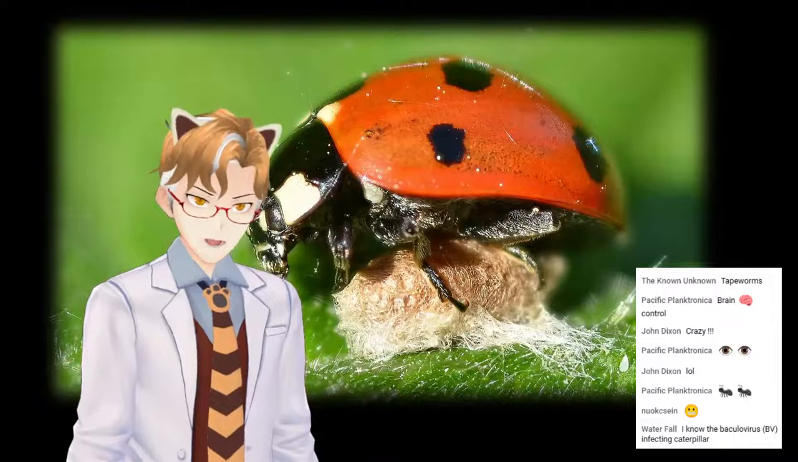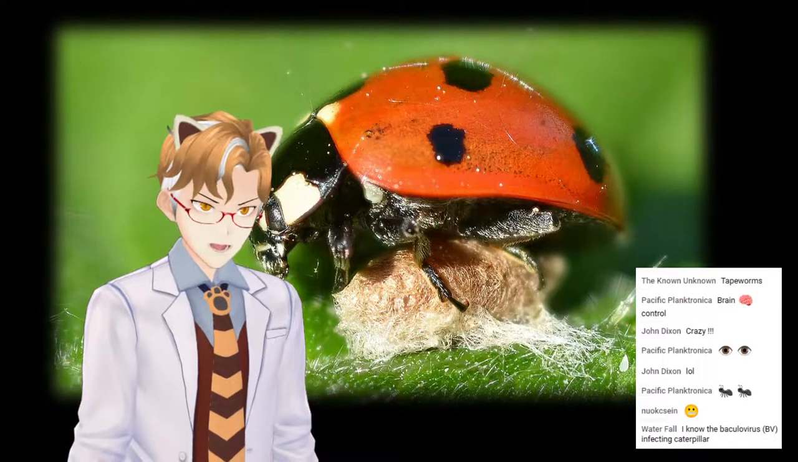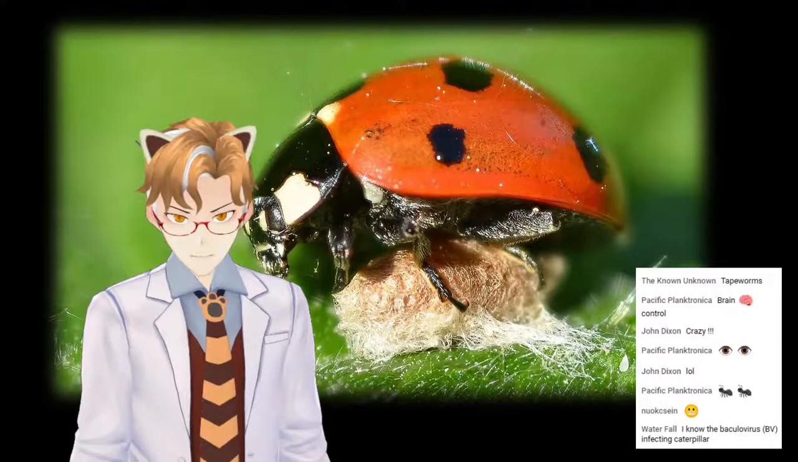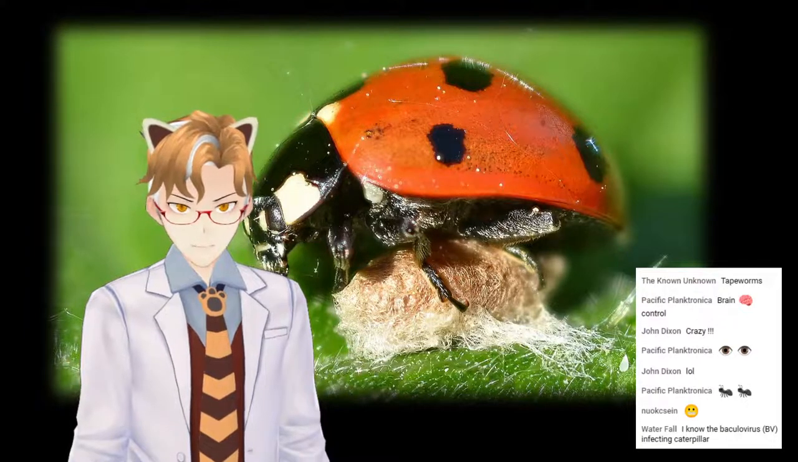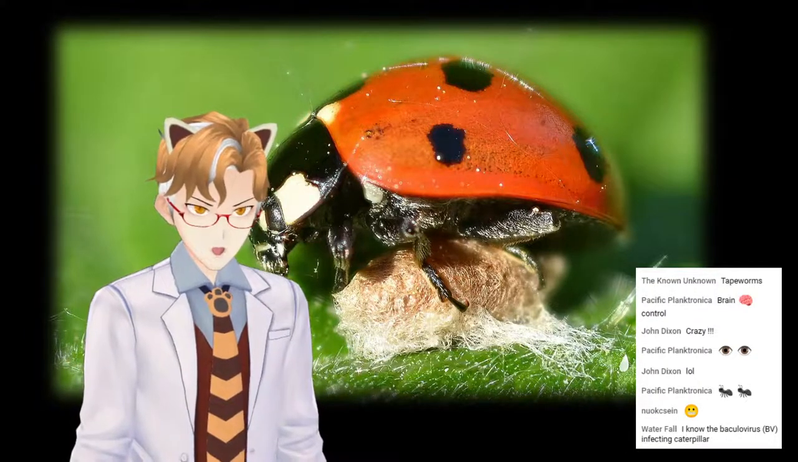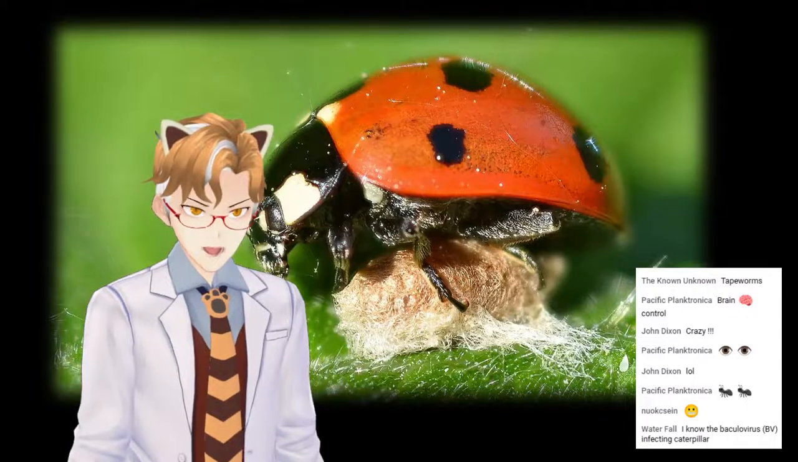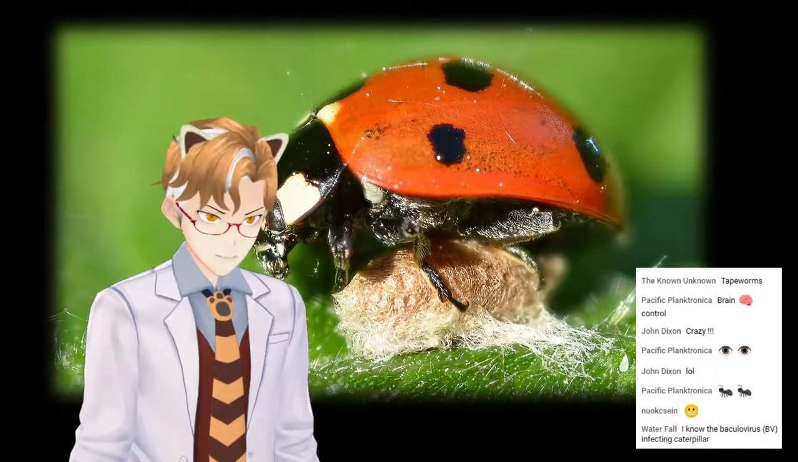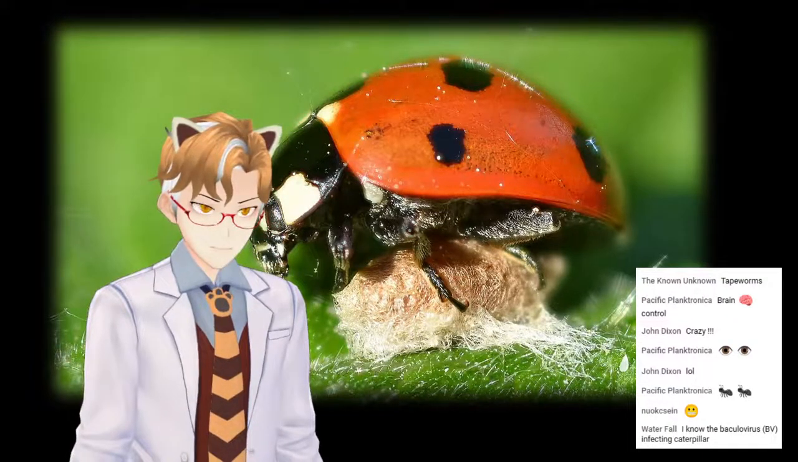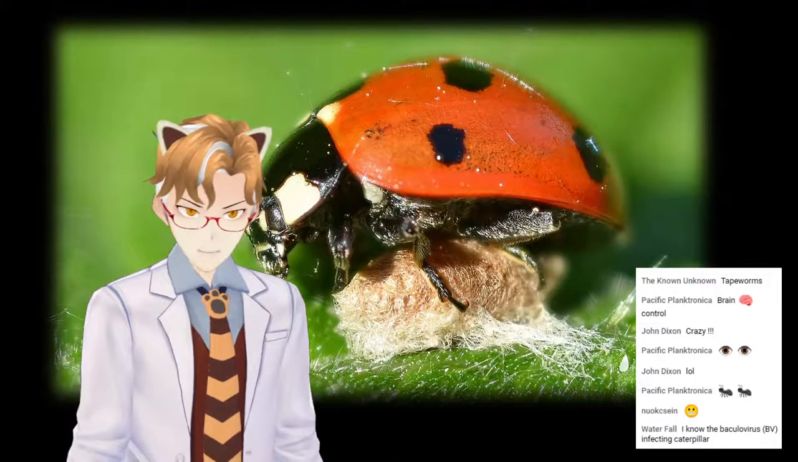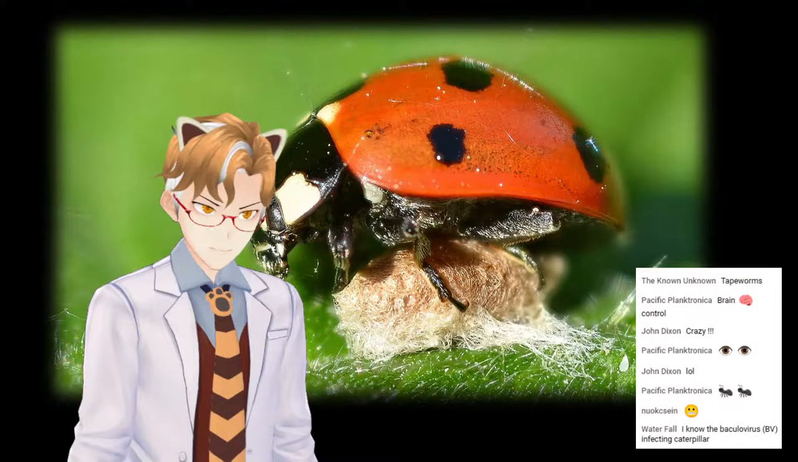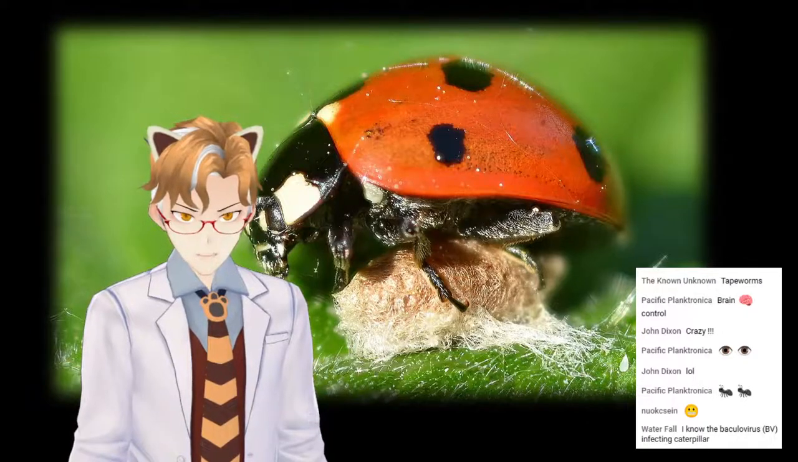Now, I should note that at this point, our ladybug host is still alive, but it is under the control of the larva. While inside the cocoon, the ladybug's natural defenses, the bright color, the hard shell, the toxins in its legs, will all protect the wasp while it's in this vulnerable pupa stage.